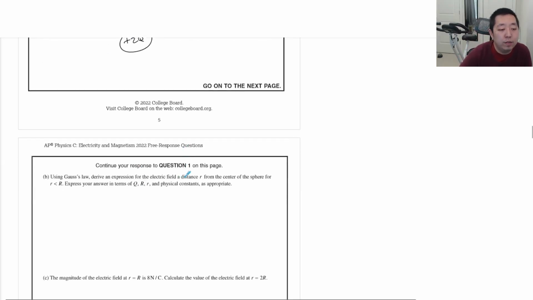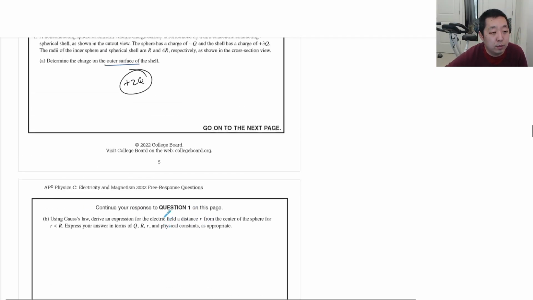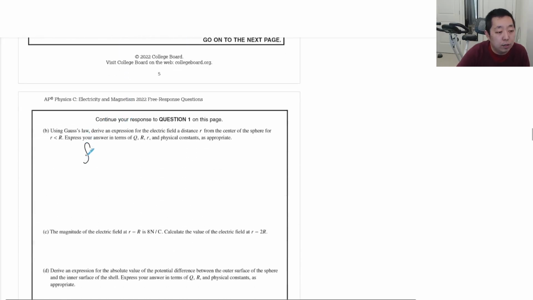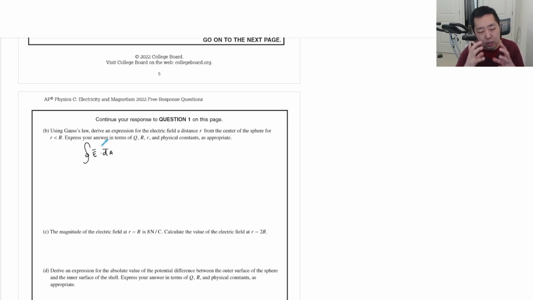Using Gauss's law, derive an expression for the electric field at distance r from the center of the sphere for r less than r. Express your answer in terms of... So we're going to do a little shell here, and it contains charge, so we're going to do the integral of the electric field over the area. And you're going to do a spherical Gaussian surface. That equals Q enclosed over epsilon naught. Now this part is easy. This is E times 4 pi r squared because it's just the electric field times the surface area, assuming that the electric field's uniform over that surface.